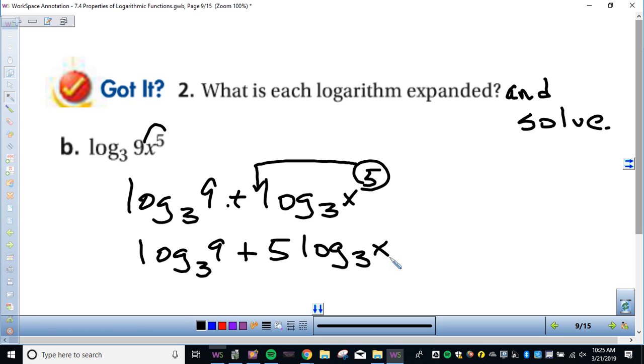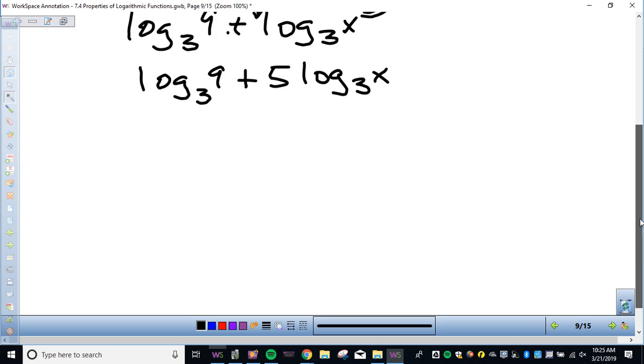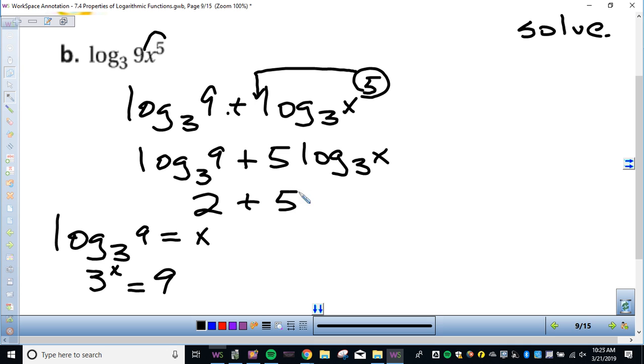And then we can solve. When you have these two numbers, you see the base and you see the 9. I just think 3 squared is 9. So then you can just say that equals 2. So if you recognize that right away, no problem. Okay? So we're going to do the log base 3 of 9 over to the side here, set it equal to x, so 3 to the x power equals 9. So what's x equal? 2. So the final answer is 2 plus 5 log base 3 of x.